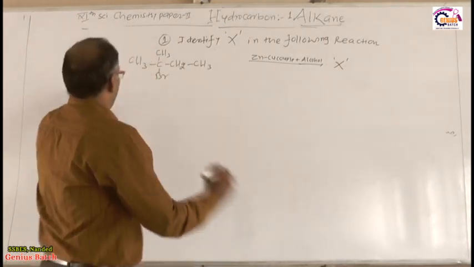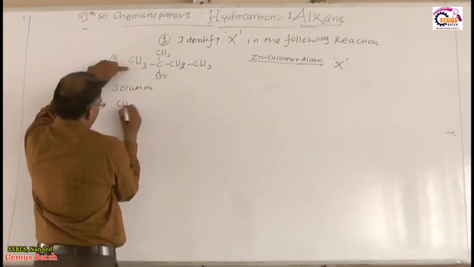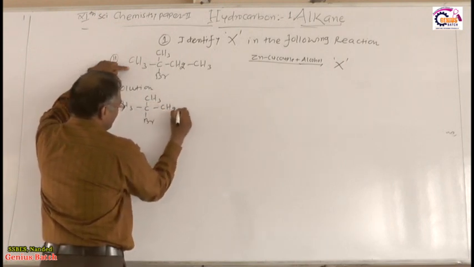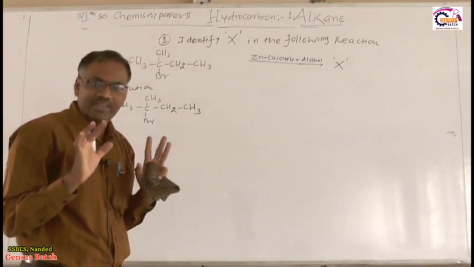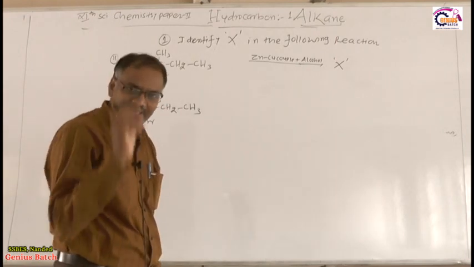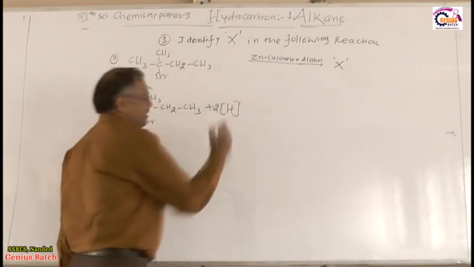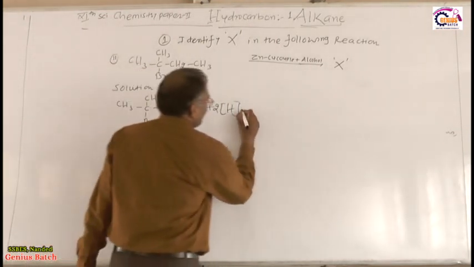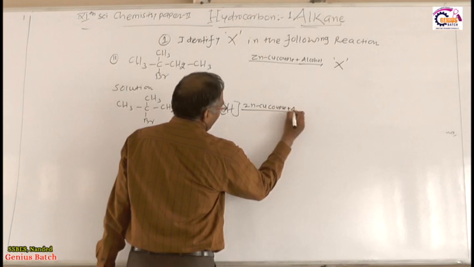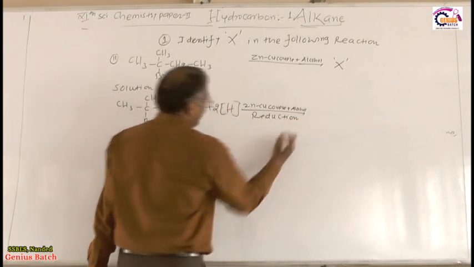How to solve? So the solution. The CH3 is as it is. This is the CH3, this is the bromine, this is the CH2, CH3. We know very well that when zinc copper couple and alcohol is used, that is the reducing agent, hence nascent hydrogen must be used. So what is the reagent? Zinc copper couple plus alcohol. What is the process? The process is reduction, right?